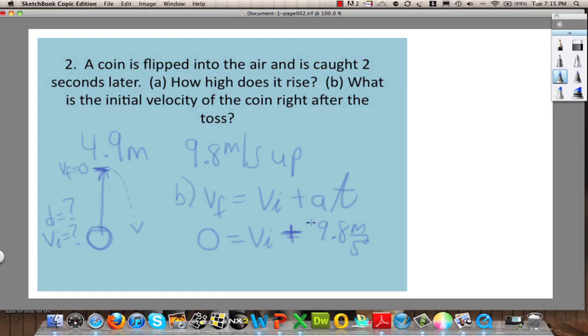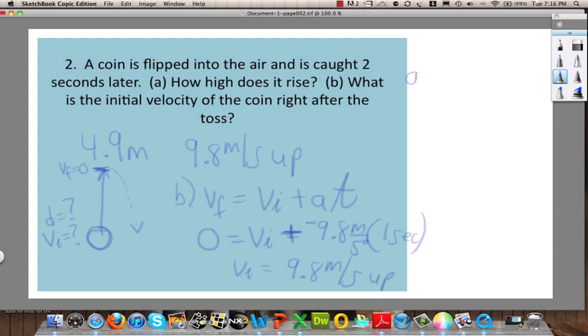That is a plus sign, I apologize. Times time. Well, what would the time be? If it's 2 seconds total, it takes 1 second to go up and 1 second to go down, because gravity acts equally on the way up and on the way down. So notice I wrote the second here, but just to show you that this second will cancel with one of these. So you would be left with VI is 9.8 meters per second. And I know it's up because it's a positive number and we're tossing the coin up as well.